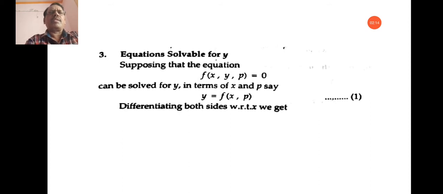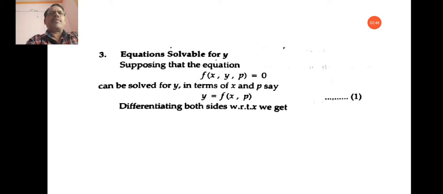Suppose the given equation f of x comma y comma p is equal to 0 can be solved for y in terms of x and p, y is equal to f of x comma p, then this is called soluble for y. If you express it in terms of y and p, that is soluble for x. If the equation can be expressed in terms of x and p, then it is soluble for y.